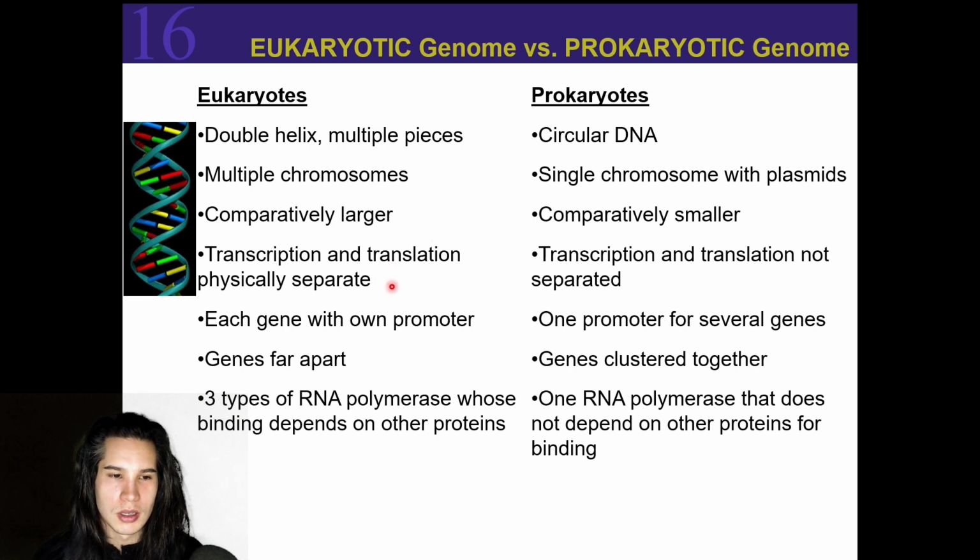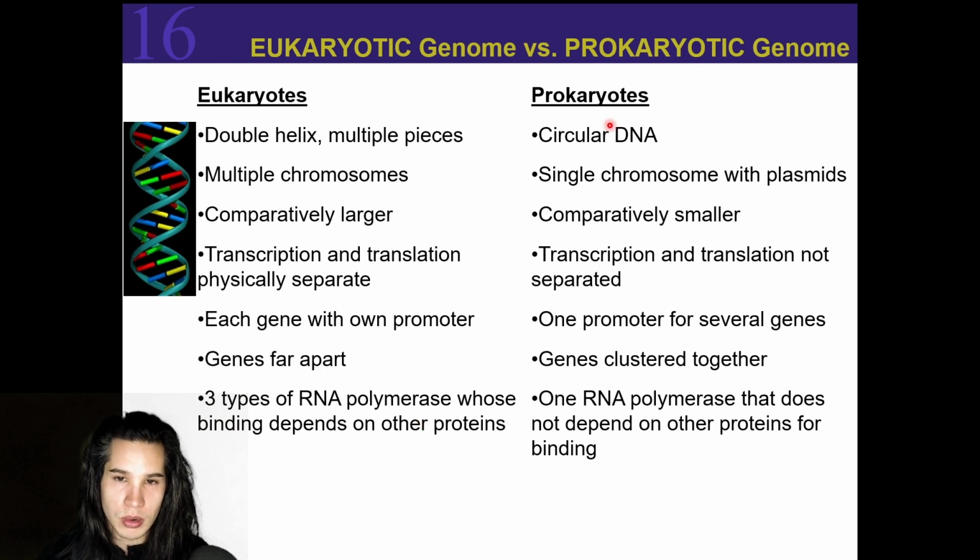Transcription and translation are going to be physically separate because we are going to transcribe in the nucleus and then eventually send that transcript out of the nucleus into the cytoplasm where it's translated. So physically separated by that nuclear envelope. Each gene is typically going to have its own promoter if you're a eukaryote, and our genes are going to be located fairly far apart. And we have three different types of RNA polymerases whose binding will depend on other proteins.